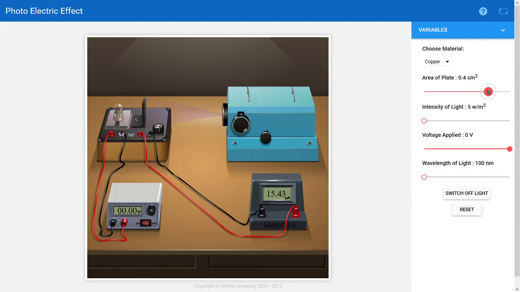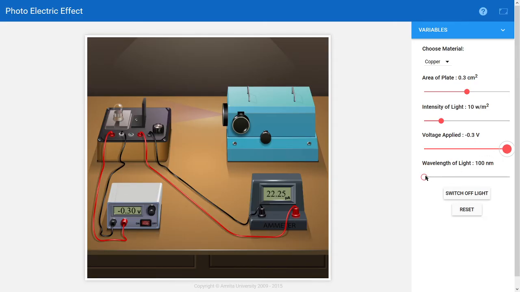Now this area of the plate means there is a barrier actually. If we increase the area of the plate, that means more photons will fall on the surface, because the surface which is exposed to the light will be increased. Now coming to the intensity of the light, intensity means the number of photons. The more the intensity of light, the more photons will fall on the surface, and this is the applied voltage. In this case you can see this is the negative voltage, so we are using the reverse voltage.